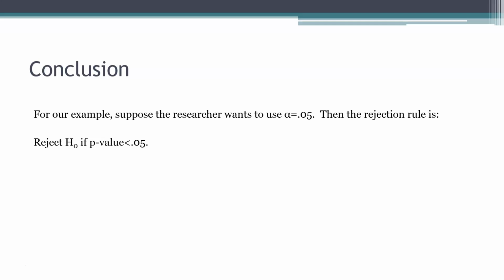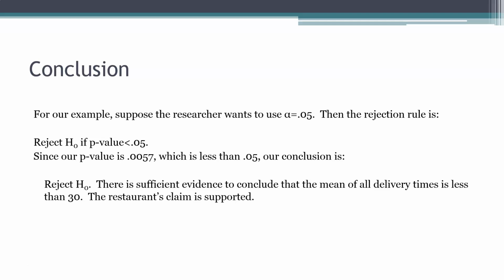So for the example that we're doing with the pizza delivery, suppose we're going to use 0.05. Our rejection rule is then going to be reject H0 if the p-value is less than 0.05. So that's it for the third step. The fourth step is just stating our conclusion. The p-value we got was 0.0057, which is less than 0.05. Therefore, our conclusion is reject H0.